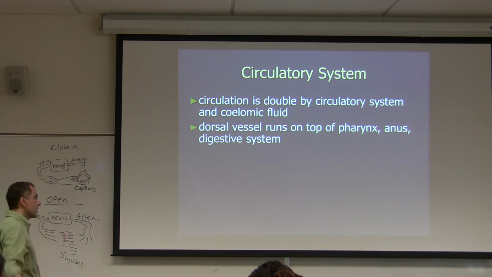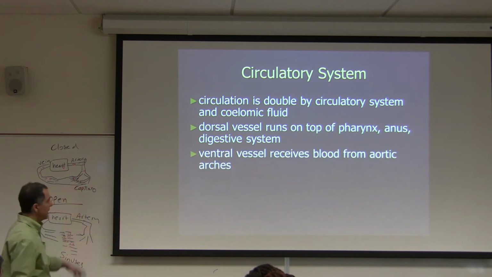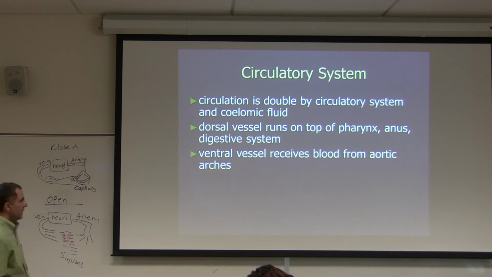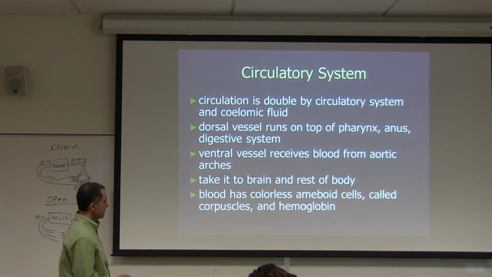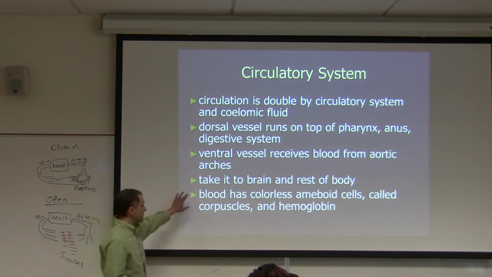Dorsal runs on top, and pharynx, anus, don't worry about any of that information. Ventral receives blood from the aortic arches. Again, it takes it to the brain and the rest of the body. Don't worry about any of that. Blood is colorless. Yes, worry about that piece of information.